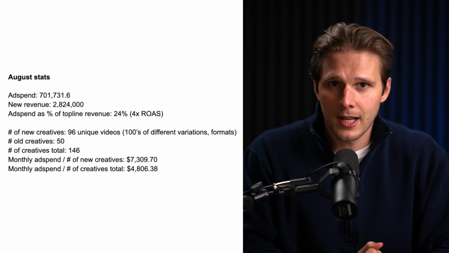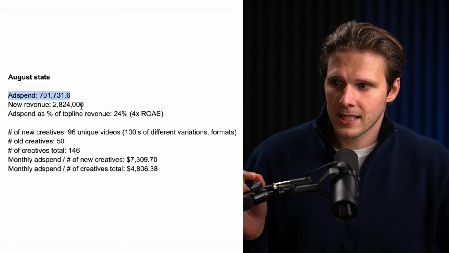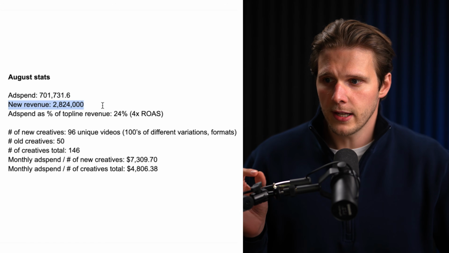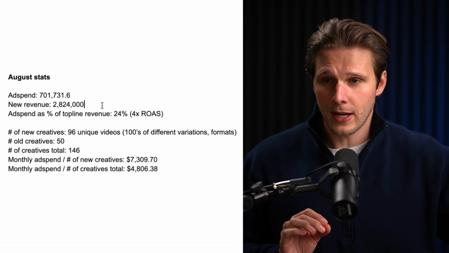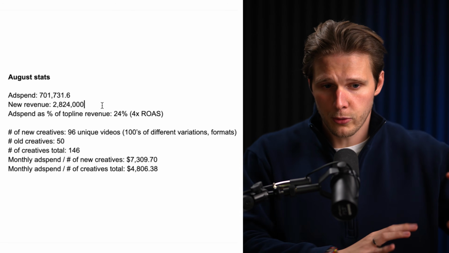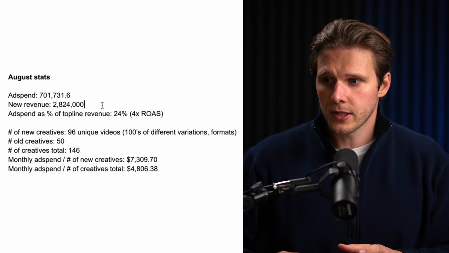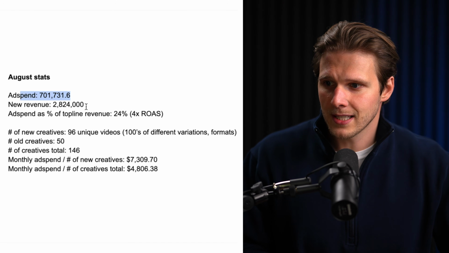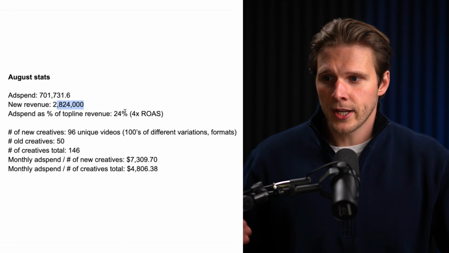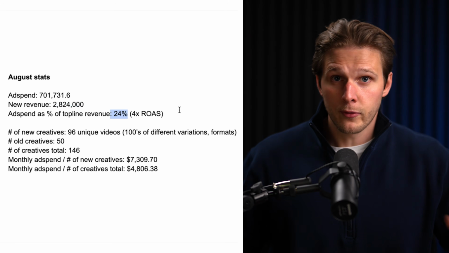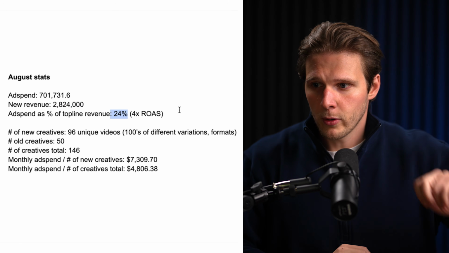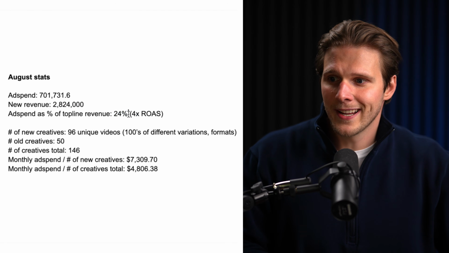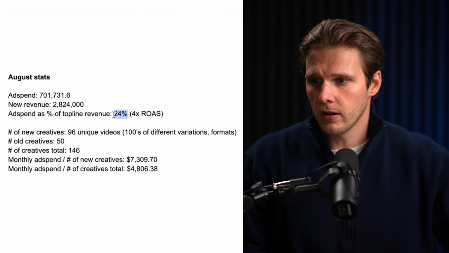$3 million last month. So in August, we had $700,000 in ad spend. We did a little under $3 million in new revenue. We also had hundreds of thousands of dollars in old revenue, which were recurring clients or upsells on existing stuff that we had. But these are just the new clients that this amount of ad spend brought in. And ad spend as a percentage of top line revenue is 24%. If you're from the ROAS world, this is about a 4x ROAS. I look at it as a percentage of our top line revenue that we spend on a marketing expense.